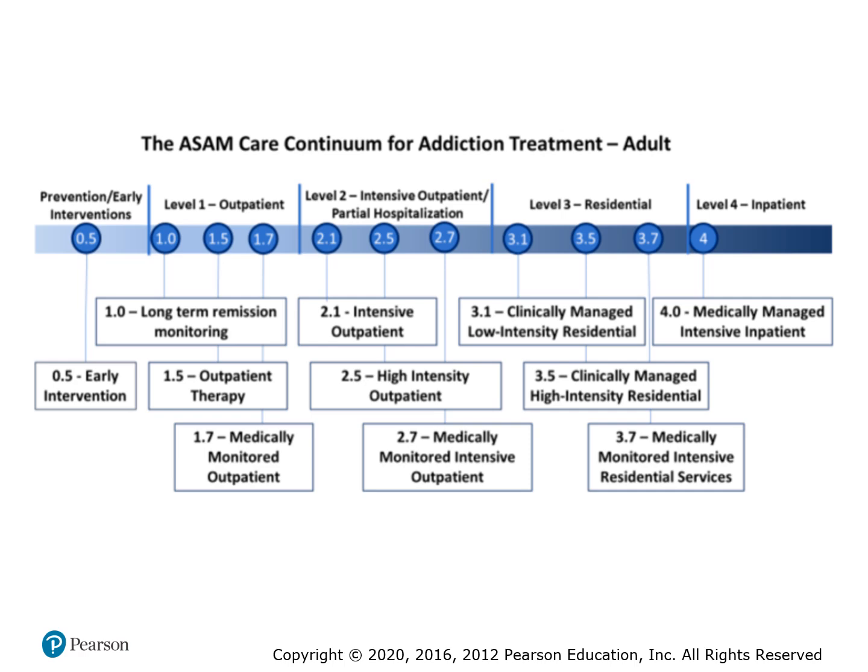But you're also going to see below the threes, you go into level 2, where you go 2.7, which is medically monitored intensive outpatient. You have 2.5, high intensity outpatient, which used to be PHP. You have 2.1, intensive outpatient. And then level 1, you have medically monitored outpatient. 1.5 is outpatient therapy. 1.0 is long-term remission. And 0.5 is early intervention.